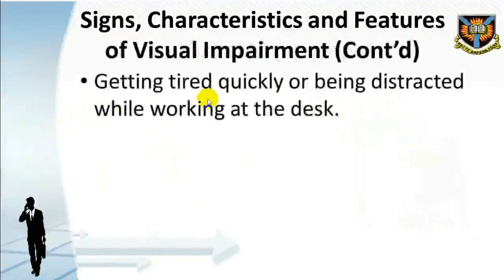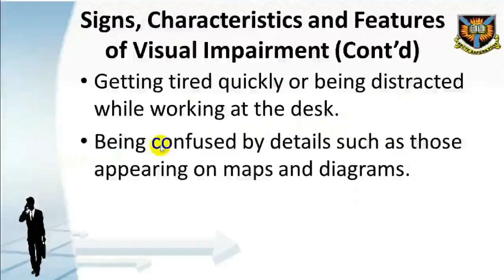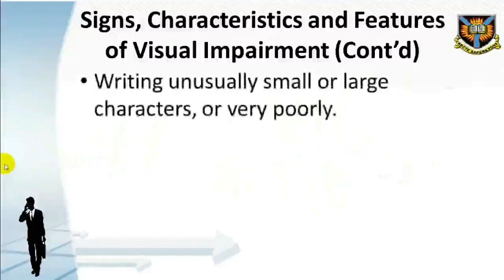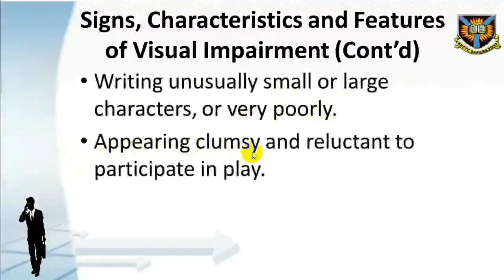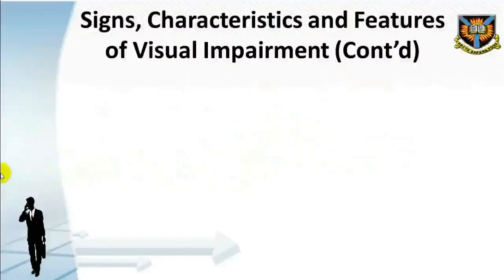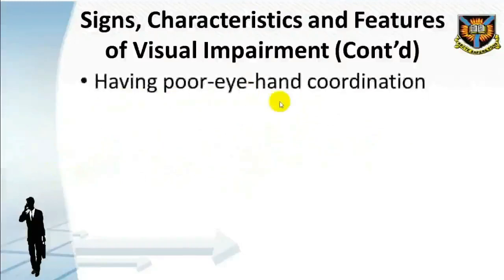7. Getting tired quickly or being distracted while working at the desk. 8. Being confused by details such as those appearing on maps and diagrams. 9. Writing unusually small or large characters, or very poorly. 10. Appearing clumsy and reluctant to participate in play. 11. Having poor eye-hand coordination.